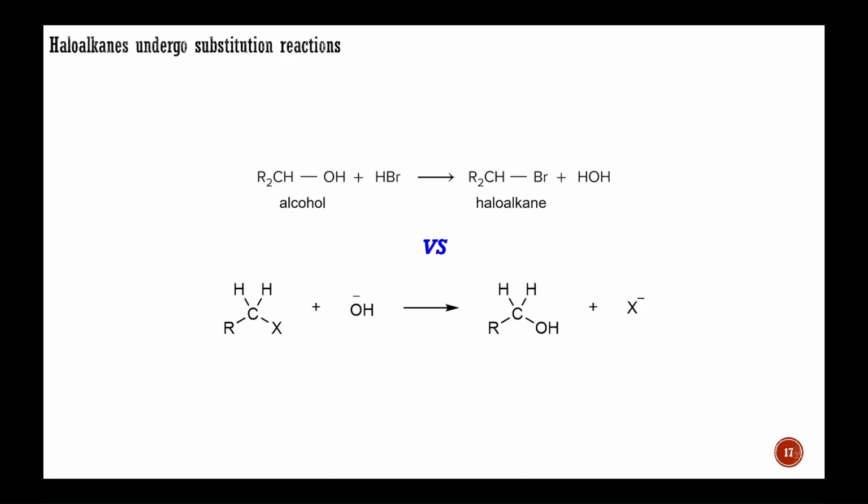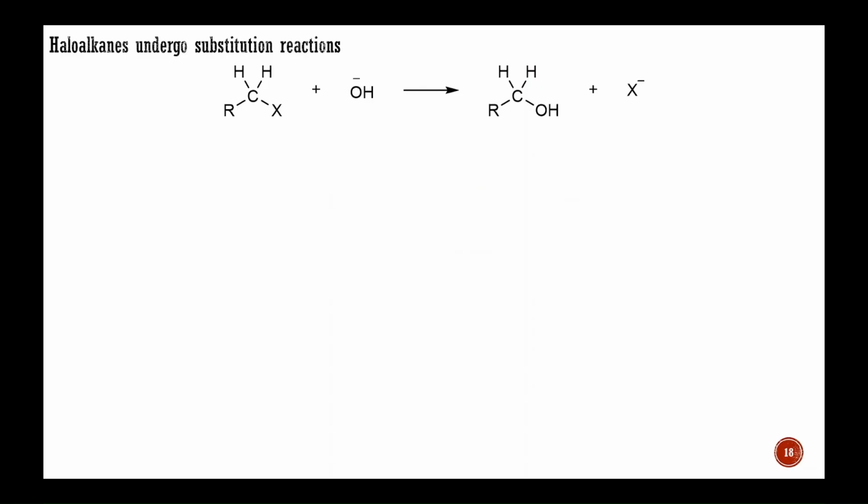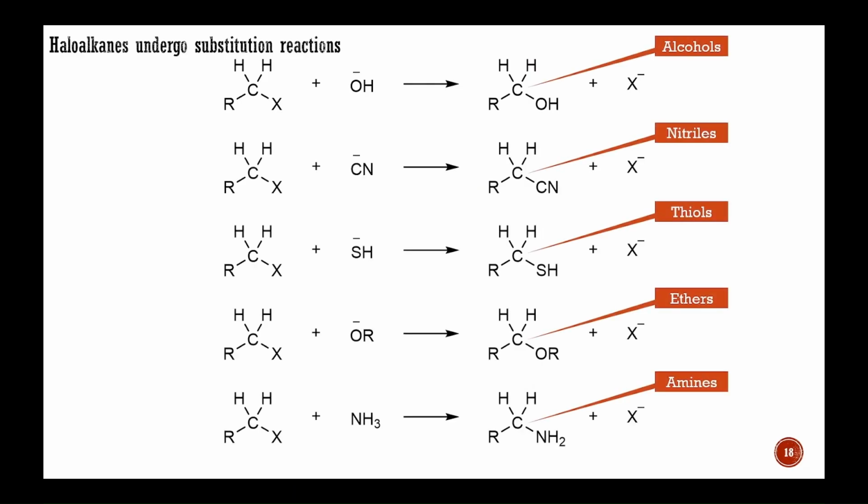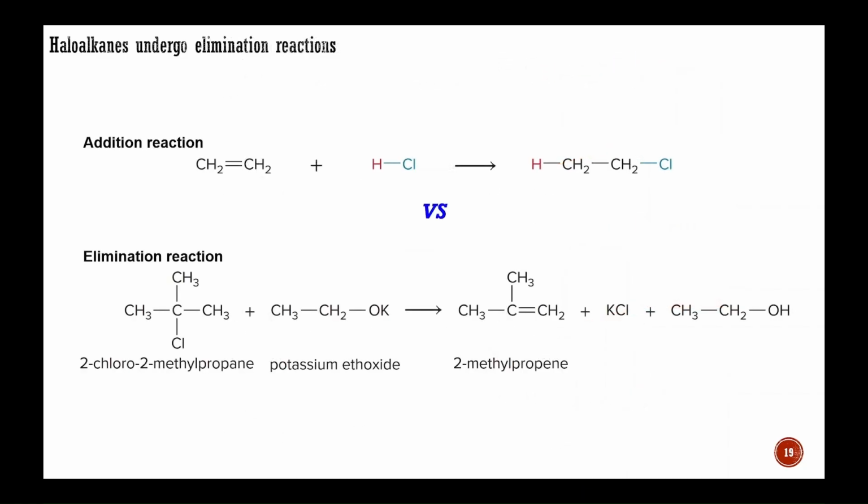For example, as it is shown below, a hydroxide ion can attack the carbon end of the carbon-halogen bond and displaces the halide ion. Similar substitution reactions involving nucleophiles such as cyanide, thiols, alkoxides, and amines allow chemists to convert haloalkanes into a wide variety of other compounds. Finally, just as the addition of hydrogen chloride to an alkene produces a chloroalkane, the elimination of hydrogen chloride from a chloroalkane, when reacted with a strong base, such as potassium ethoxide, yields an alkene.